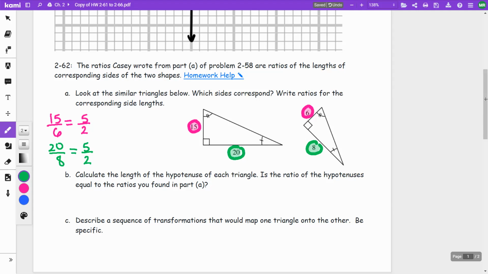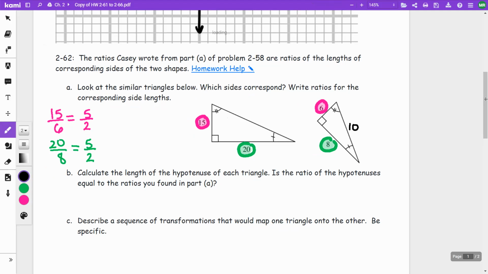Calculate the length of the hypotenuse of each triangle. Is the ratio of the hypotenuses equal to the ratios you found in part A? So if I'm doing Pythagorean, okay, over here, this is going to be a 10, but I can do 6 squared plus 8 squared equals c squared. That's going to be 100 equals c squared. So the square root of that is going to be 10.